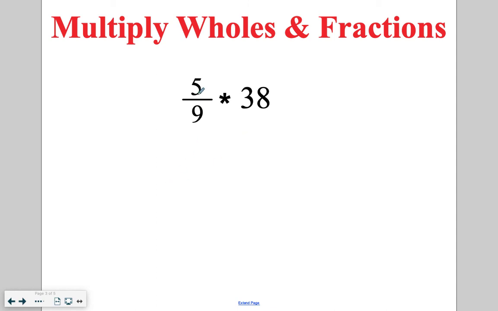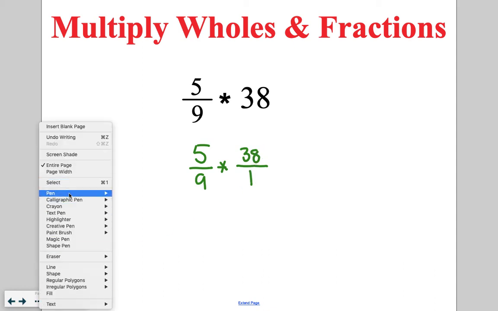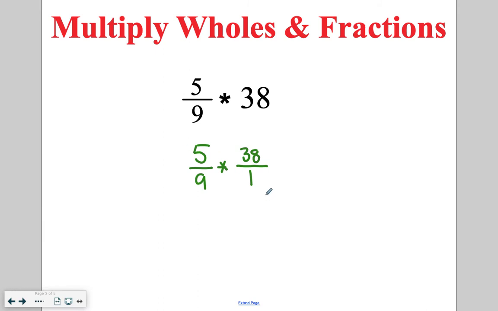Moving on to the next example, we have 5/9 times 38. So 5/9 is already a fraction, so I have 5/9 times. If I'm going to turn 38 into a fraction, what fraction would that be? The correct answer is 38 over 1. Now I want you to check. Can 5 and 1 be cross-reduced? No. Then we look the other way. Can 9 and 38 be cross-reduced? No. So there is no cross-reducing.